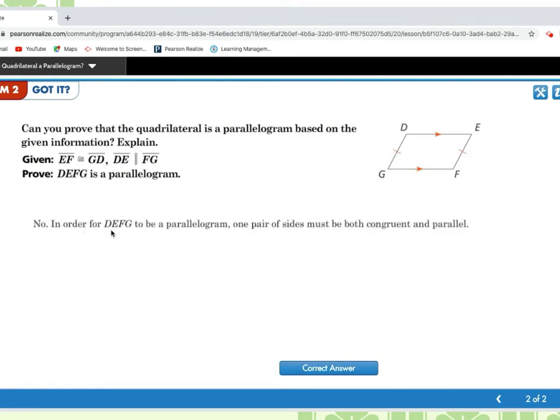In order for DEFG to be a parallelogram, one pair of sides must be both congruent and parallel. So meaning to say, since DE is parallel to GF, this will only be a parallelogram if also DE is congruent to GF. So again, remember that one pair of sides must be both congruent and parallel for this quadrilateral to become a parallelogram.